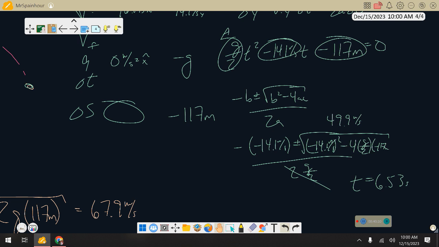And what's the last piece of this puzzle once I have the time? Nice thing about delta x is since delta x is constant, we can just use the constant equation. And what's the velocity in the x?